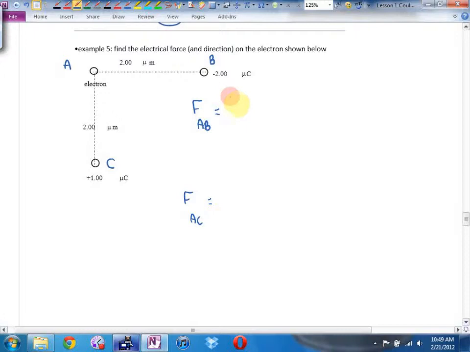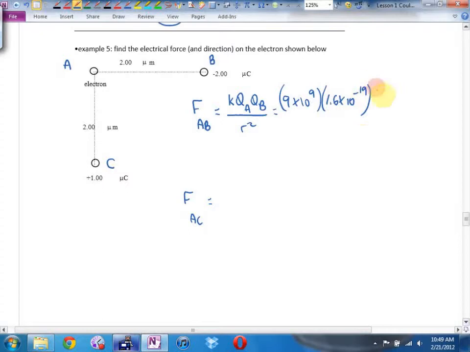And that's going to be K QA QB over R squared. 9 times 10 to the 9th. Oh, electron. What was the charge on an electron? They don't need to ever tell me. I know it. Mitch, you're right. Nice and loud. The elementary charge, 1.6 times 10 to the negative 19.